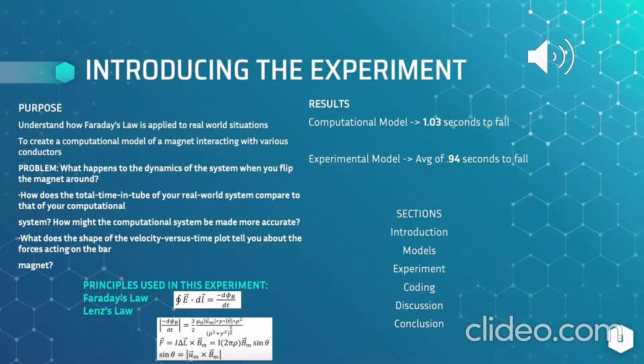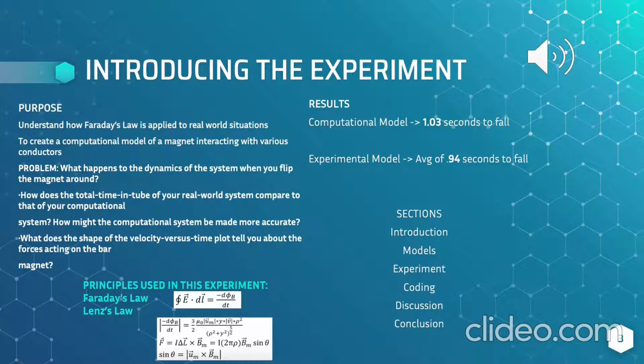The purpose of this experiment is to understand how Faraday's law is applied to real-world situations and to create a computational model of a magnet interacting with various conductors. This will allow us to answer the question of what happens to the dynamics of a system when you flip a magnet around, how the total fall time of your real-world system compares to that of your computational system, how the computational system might be more accurate, and what the shape of the velocity versus time plot tells you about the forces acting on the bar magnet.